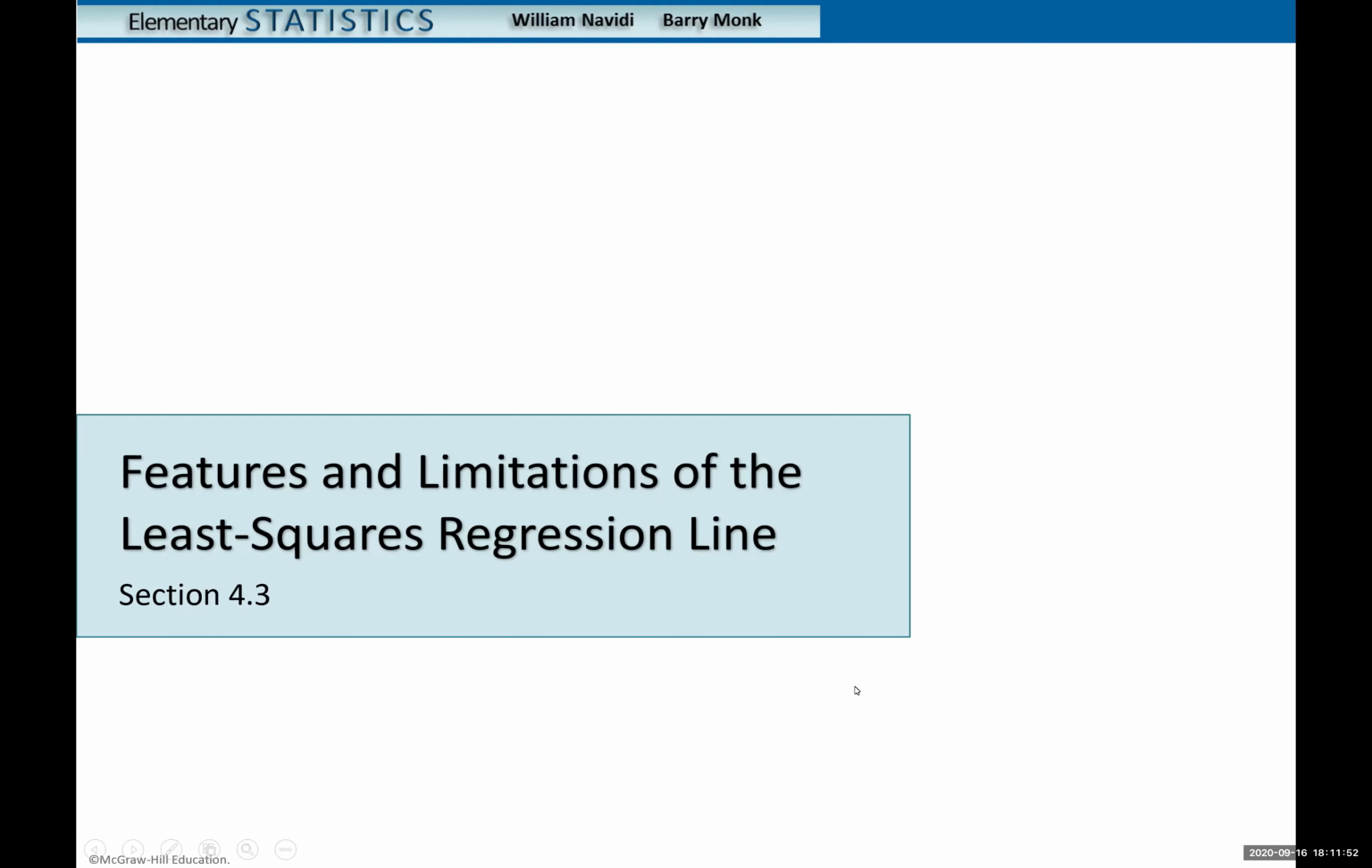Okay, features and limitations of least squares regression lines. This is section 4.1. Last time you learned how to compute the coefficient of correlation, that is your R. And in 4.2, you learned how to get the least squares regression line, the equation of the line, using the slope and the intercept.